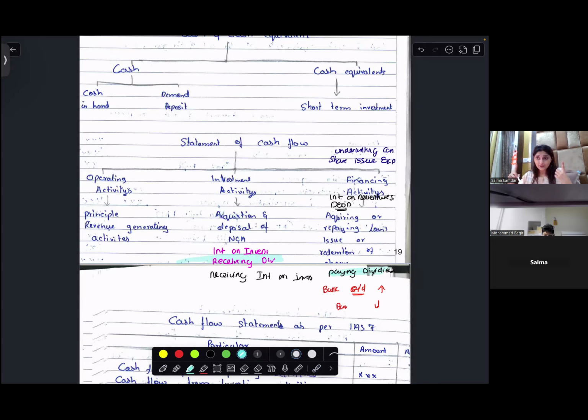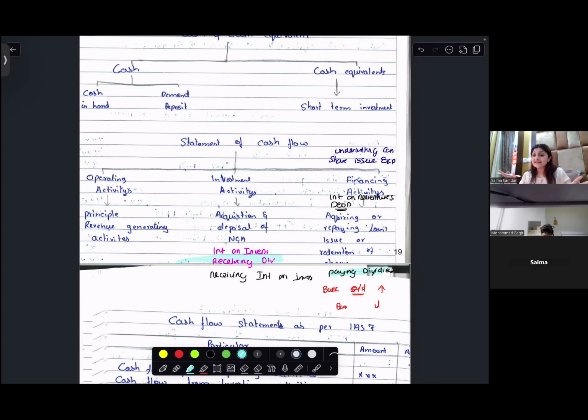Paying the dividend, working note number one. Working note number one is related to what? Operating activity: net profit before tax and all extraordinary items. So investing activity is related to non-current assets, investments, receiving dividend. Paying dividend, financing activity.